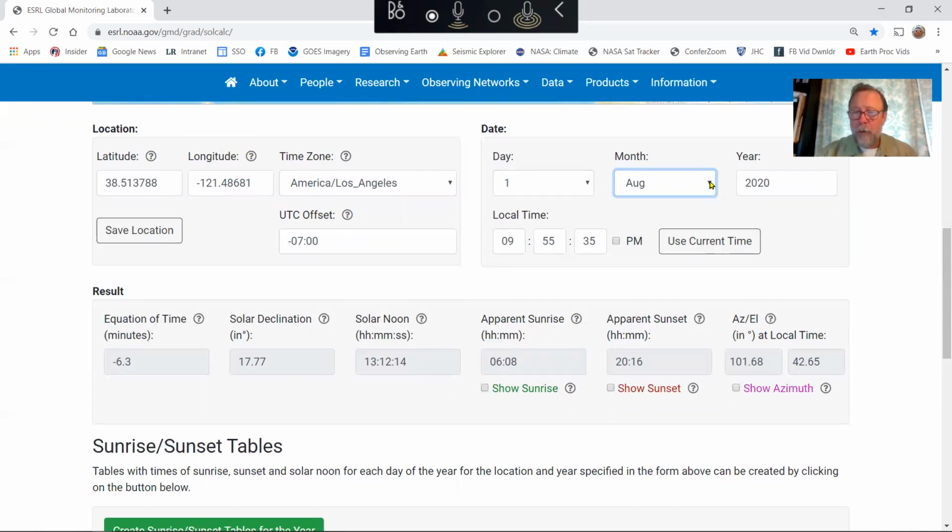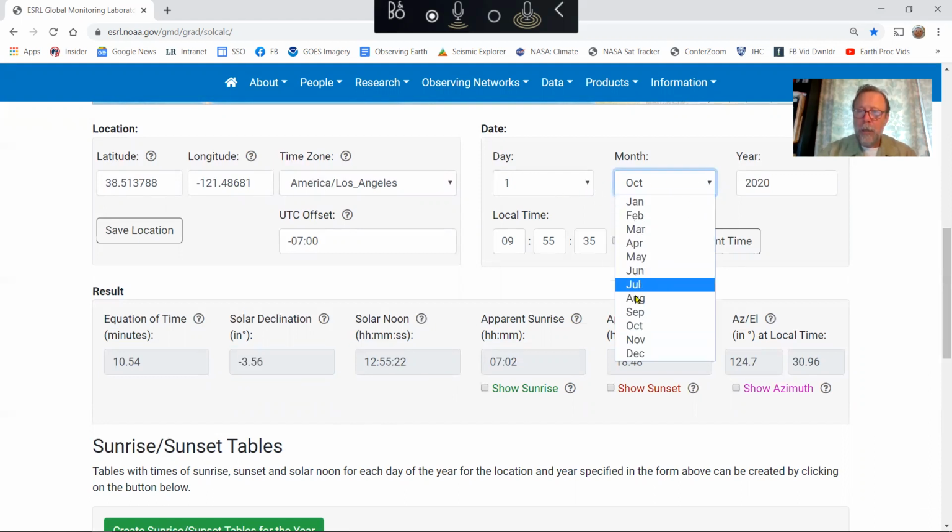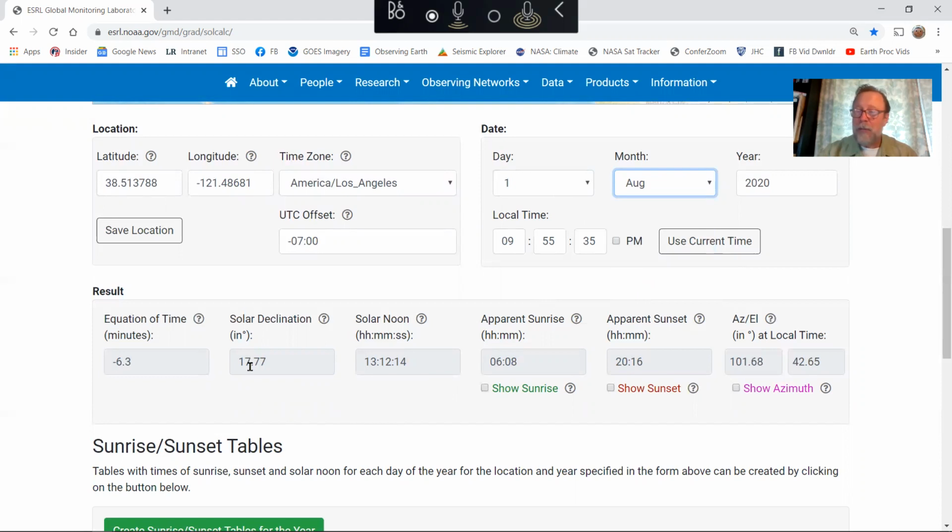If I switched it over, for instance, to let's say October 1st, okay, what do we have? We now have a negative number. So this is in degrees. This is the number I'm looking for. You need to report it in the proper format. This would happen to be 3.56 degrees south, or negative 3.56 degrees. The previous one, when we were in August, was what? 17.77 degrees north. Why north? Because this is clearly a positive number.